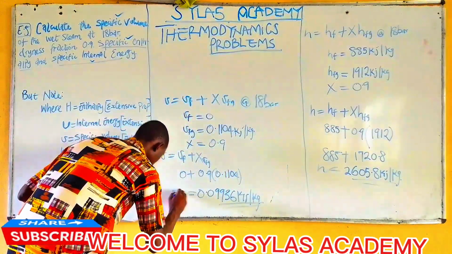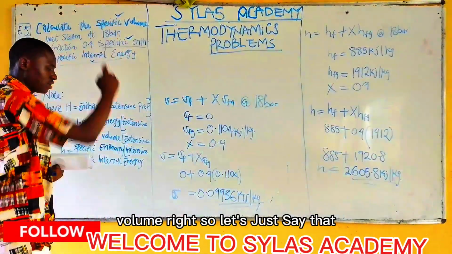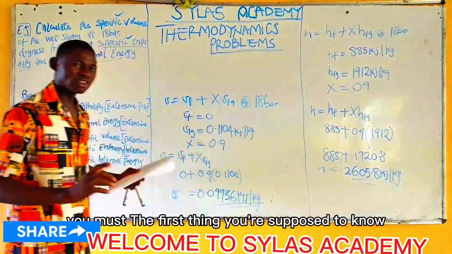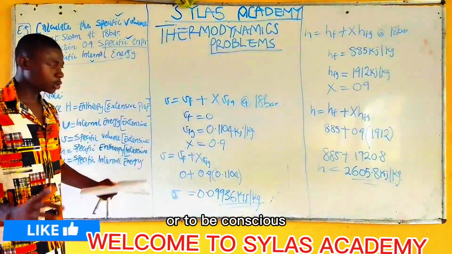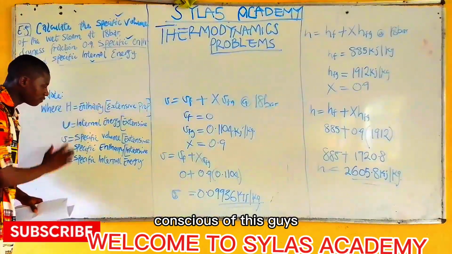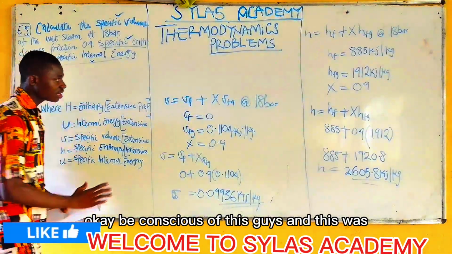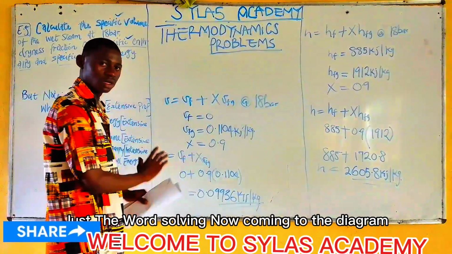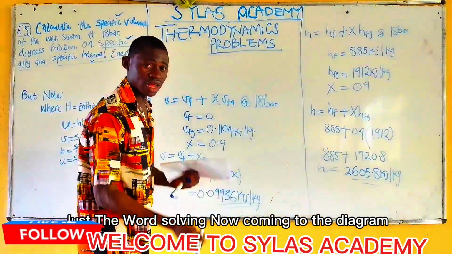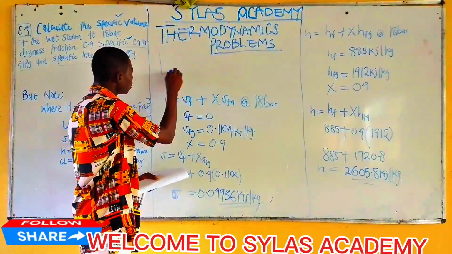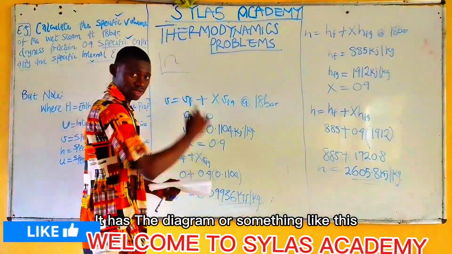Now, this is your specific volume, right? So let's just say that for you to solve all these questions, the first thing you're supposed to know or be conscious of is these guys. Be conscious of these guys. And this was just the solving. Now, coming to the diagram, you know that it has a diagram, something like this.